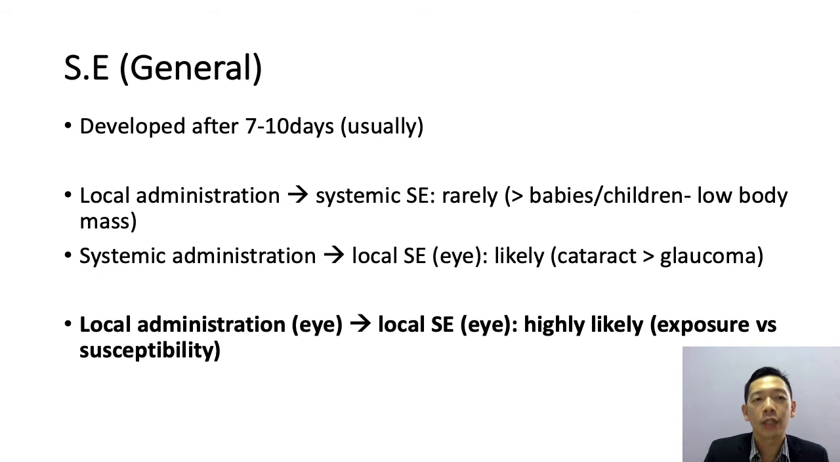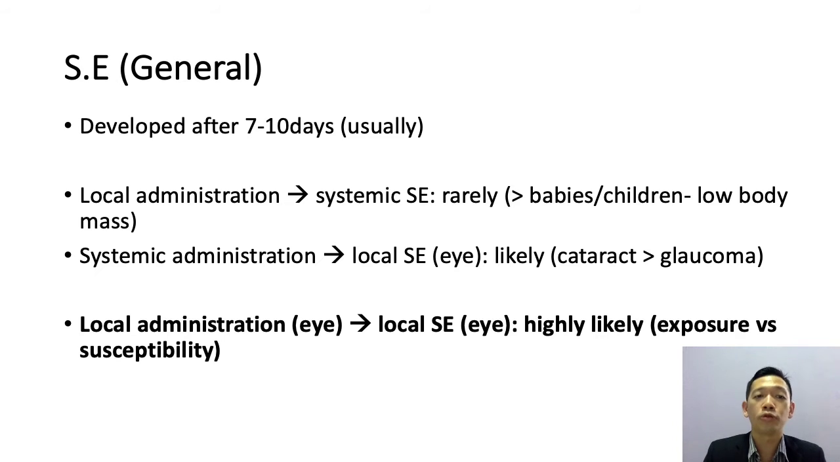Another principle is that local administration of steroid, like topical steroid, can also develop systemic side effects, but it's very rare. But you have to be very careful in babies and children because they have relatively low body mass, so the systemic absorption may have a significant side effect for them, but not in adults. On the other hand, systemic administration of steroid, for example IV and oral steroid, can also have a local side effect in the eye, but mainly cataract development instead of glaucoma itself.